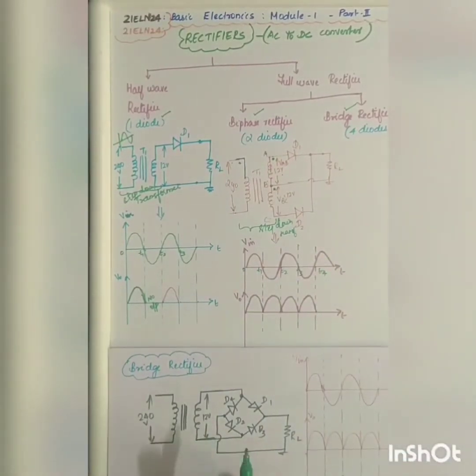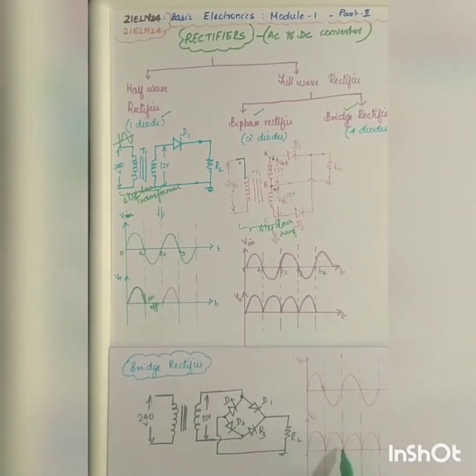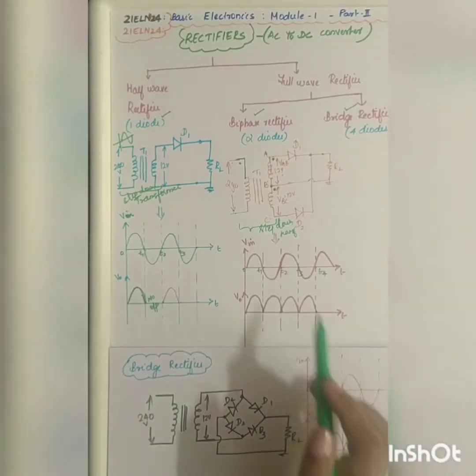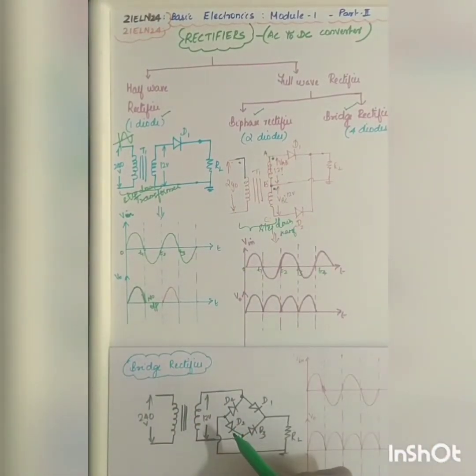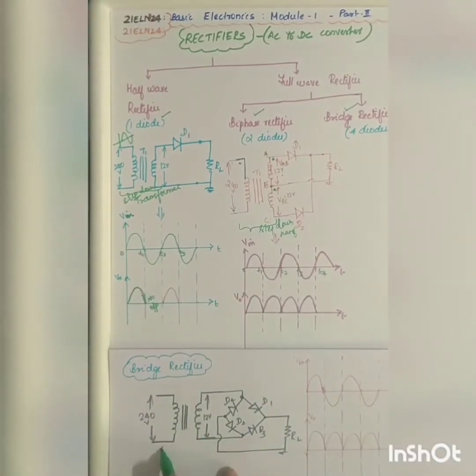Next one is your bridge rectifier. So what is meant by bridge rectifier? Bridge rectifier is a rectifier where you will be utilizing four diodes and it operates as a full wave rectifier, right? In both the half cycles you will be getting the output. The difference between biphase and bridge rectifier is that here the center tap transformer is avoided. That is the difference. Okay. So this will be your first stage, step down transformer.